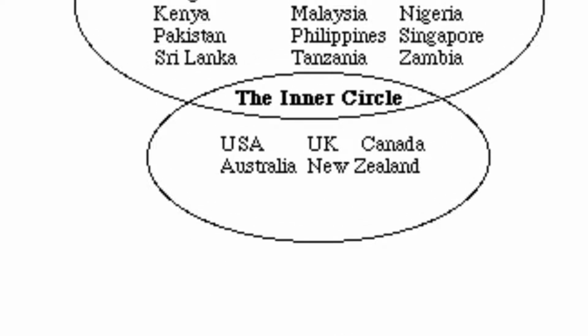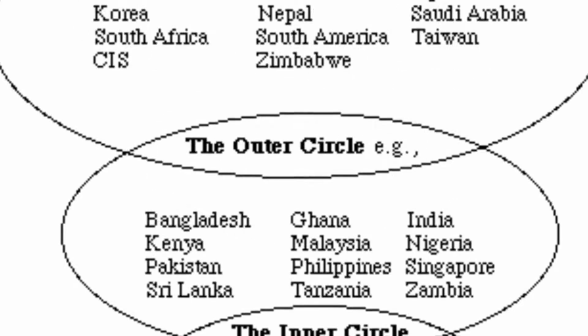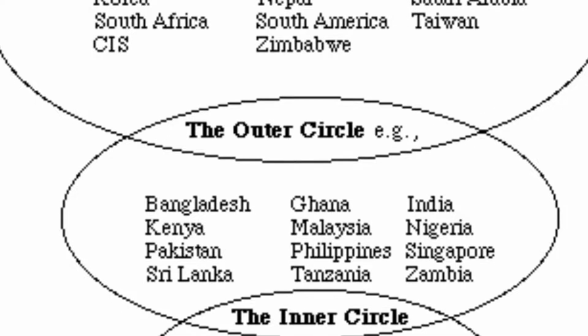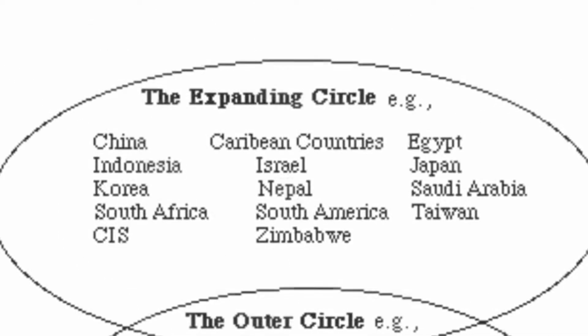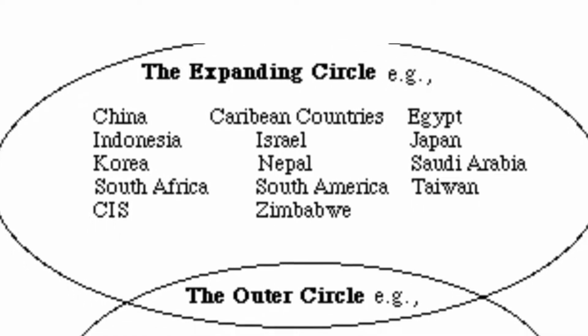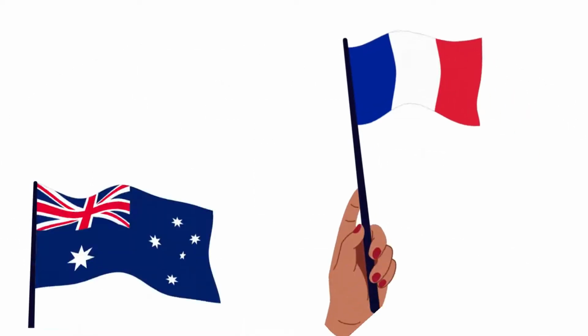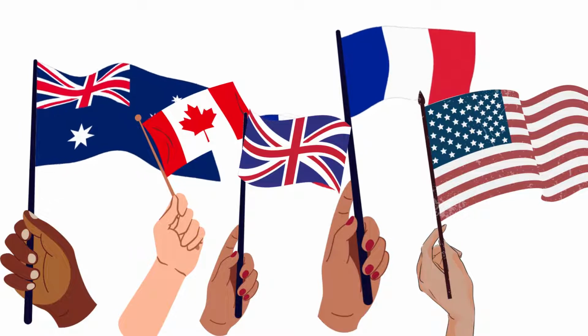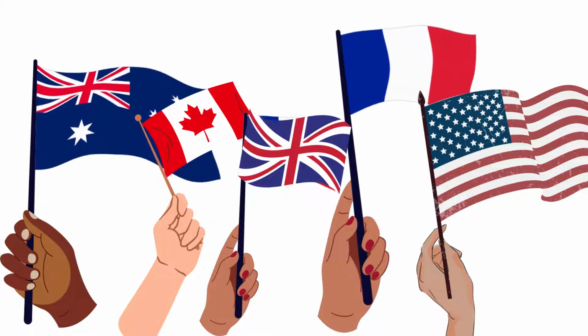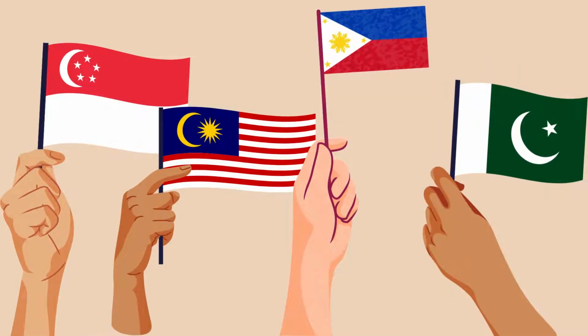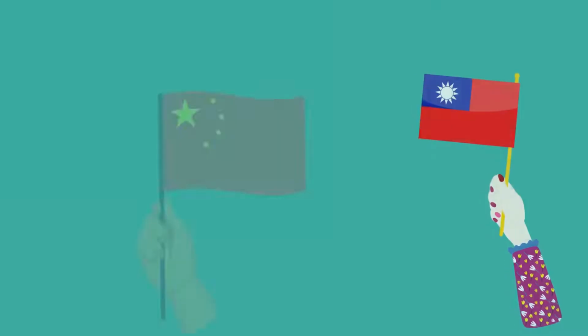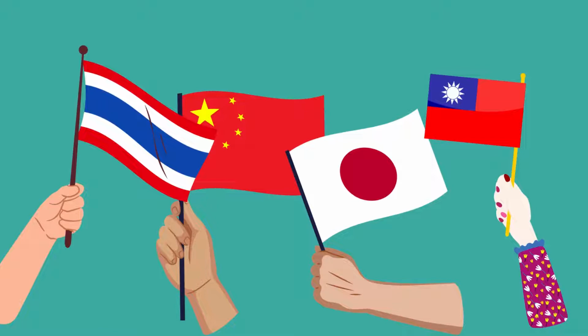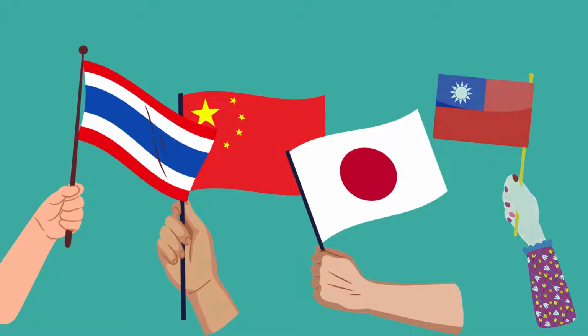The inner circle, which is made up of countries where English is the native language. The outer circle, which is made up of countries where English is a second language, and the expanding circle, which is made up of countries where English is a foreign language. The United States, the United Kingdom, Australia, Canada, and New Zealand are examples of countries that are part of the inner circle. Singapore, Malaysia, the Philippines, and Pakistan are among the countries in Kachru's outer circle. China, Japan, Taiwan, and Thailand are among the countries in the expanding circle.